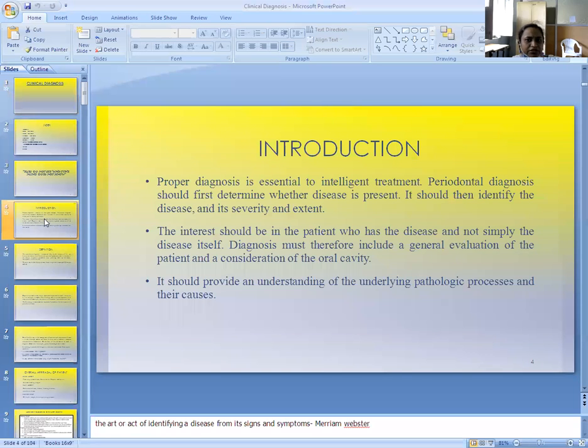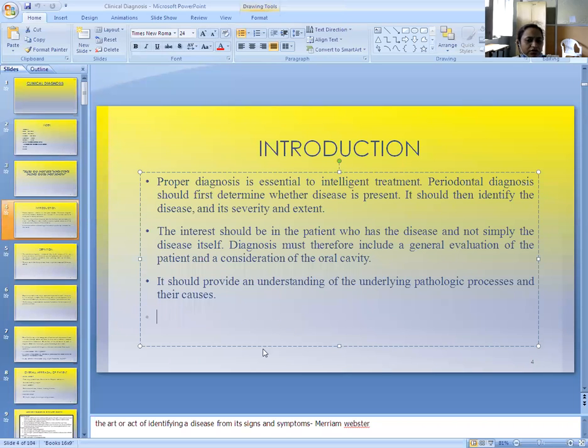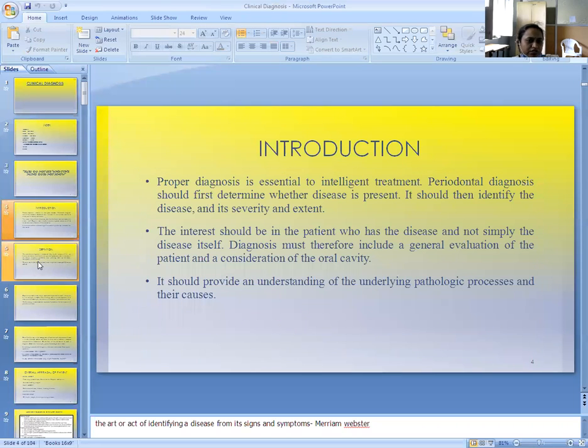The introduction for this topic is that proper diagnosis is essential for proper treatment. Periodontal diagnosis should first determine whether the disease is present. It should identify the disease and its severity and extent. Diagnosis must therefore include a general evaluation and consideration of oral cavity or periodontal findings, and you should be able to know the underlying pathologic processes.